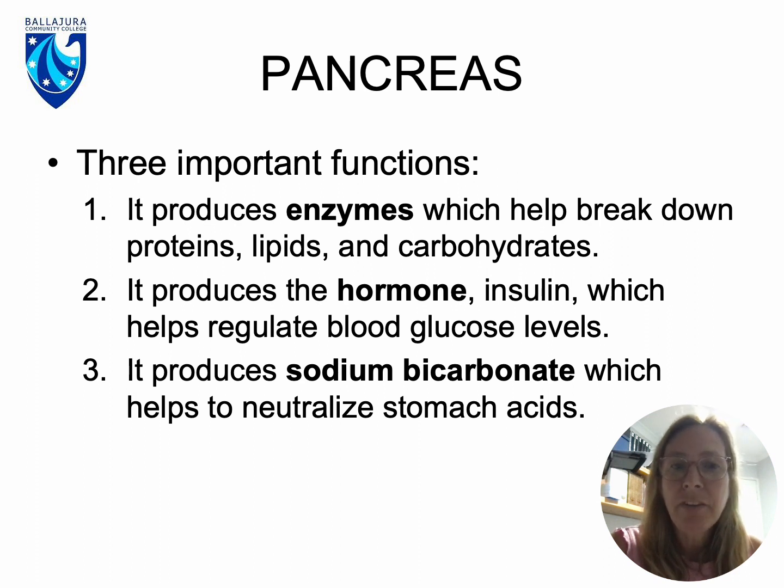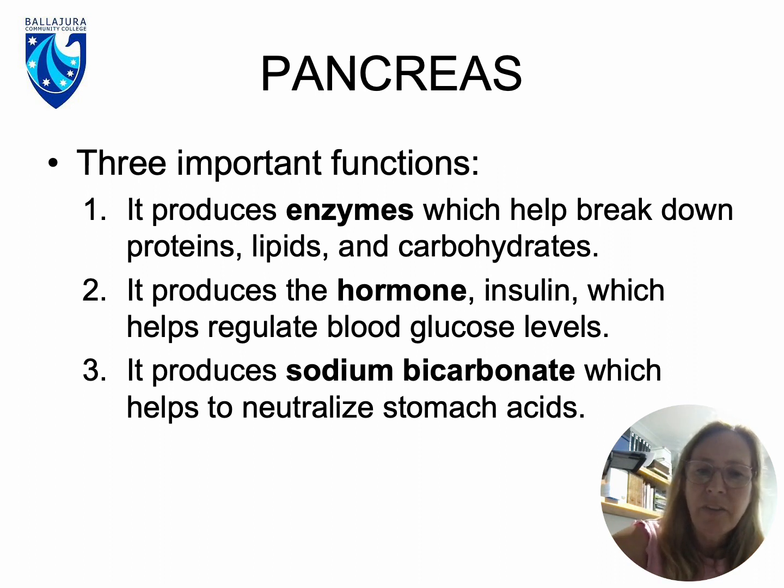So the pancreas has 3 important functions. It produces enzymes which help break down proteins, lipids and carbohydrates. It also produces the hormone insulin, which helps regulate blood glucose levels. You'll learn about that in a lot more detail in Unit 3 next year. The third function is that it produces sodium bicarbonate, which helps to neutralize the stomach acids.